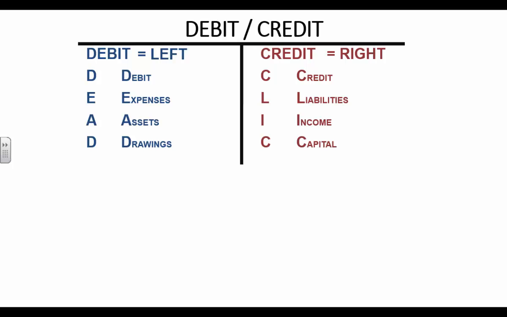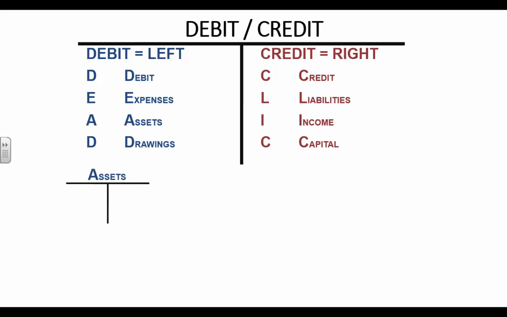Debit, expenses, assets and drawings. Put it on the left of those accounts if you want them to increase, and on the right if you want them to decrease. CLIC says credit liabilities, income and capital. So if you want a liability or an income or a capital account to increase, you will credit the account. And obviously if you want it to decrease, you will debit. Let's look at that in a little bit more detail.